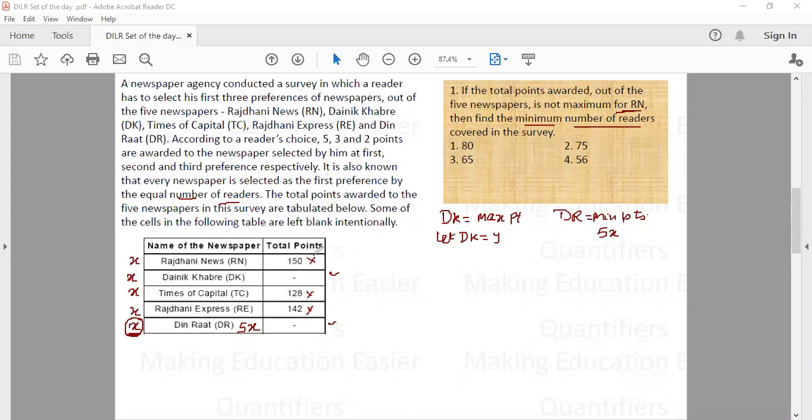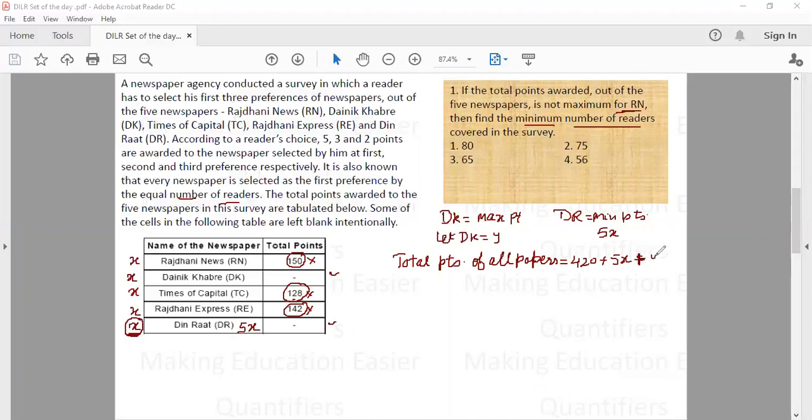And the total points up to this point: the points of Rajdhani are 150, the points of Times of Capital are 128, and Rajdhani Express has 142. So I can say that the total points of all the papers will be the sum of these 3, 150 plus 128 plus 142, which is 420, plus the points obtained by DR, 5x, plus the points obtained by DK, which is Y.